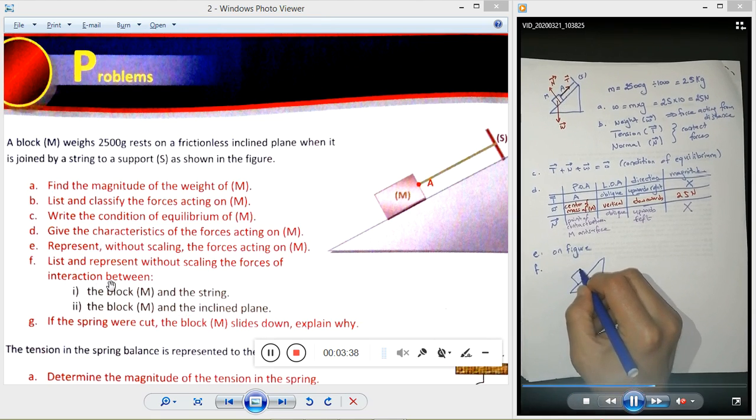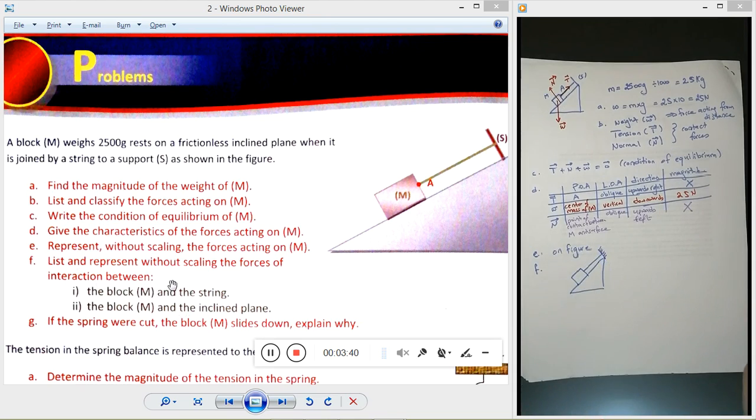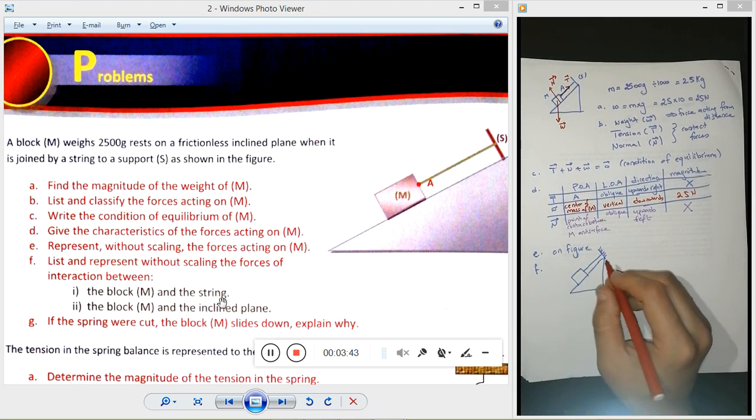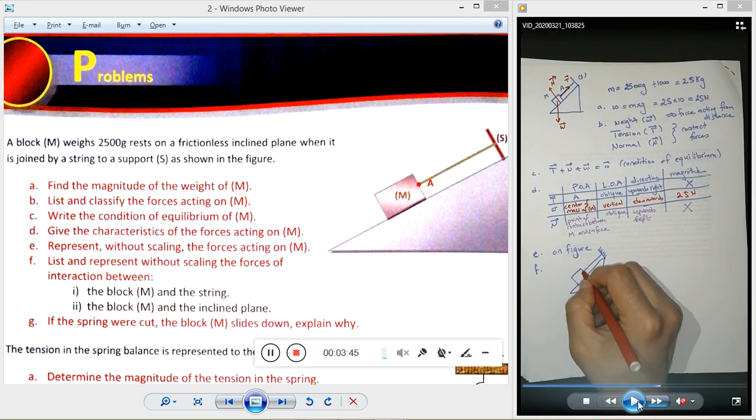Part F, list and represent without scaling the forces of interaction between the block and the string. Okay, now here between the block and the string, this is different than the forces acting on M. This is the force of interaction, according to the principle of interaction. When an object A exerts a force on object B, called F A over B, B will exert a reaction force on A called F B over A. This is for memorizing, as I said before.